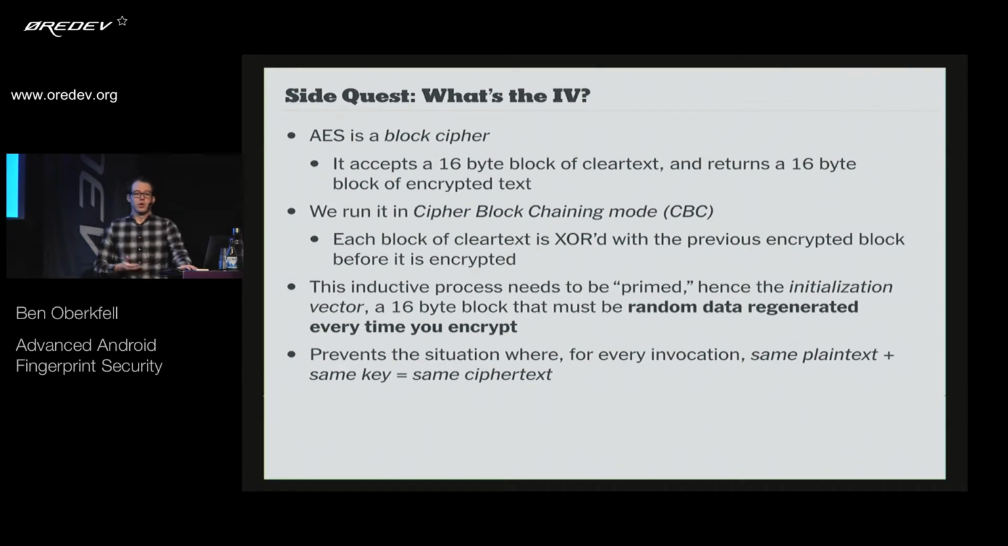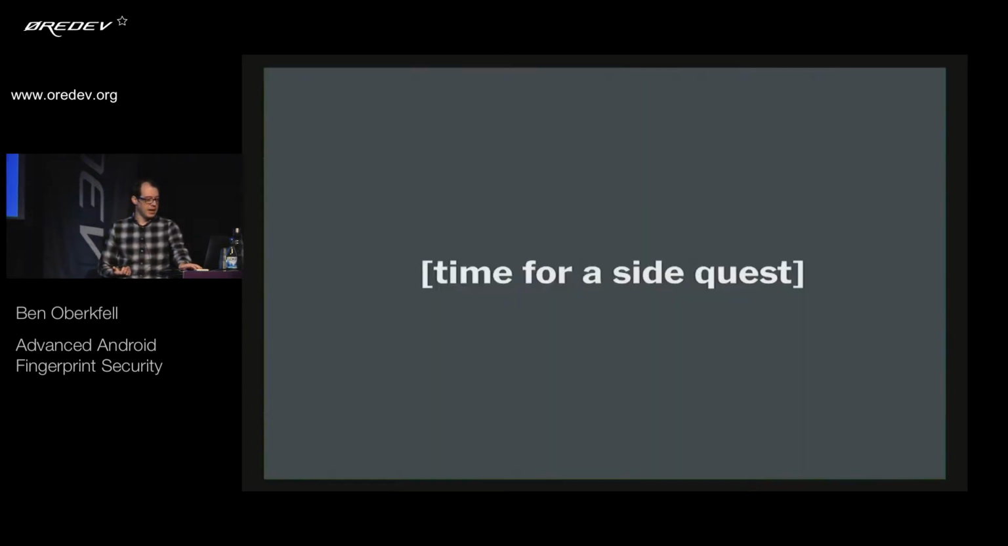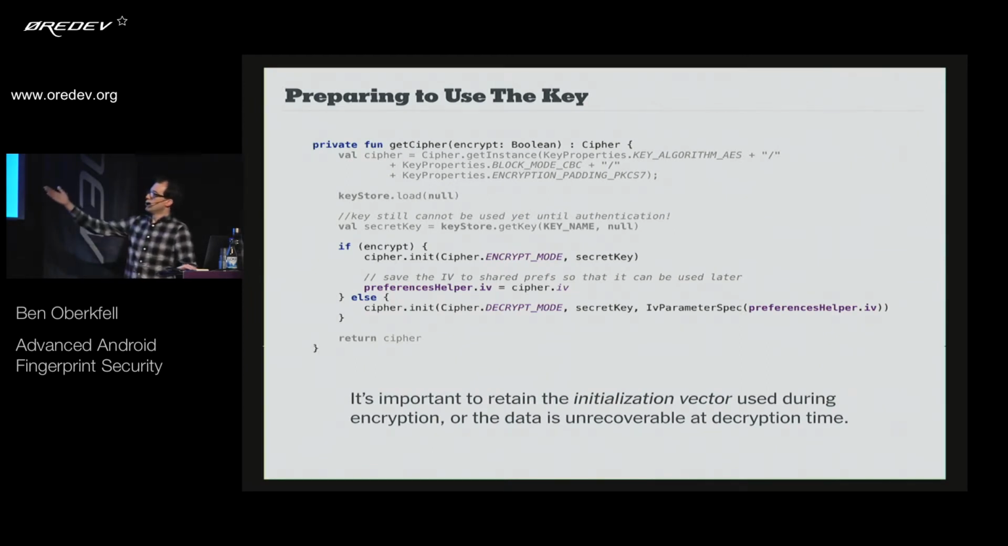So we go ahead and grab the IV from the cipher that Android generates randomly for us, and then we save that in a shared pref. And then when we go to decrypt, we go ahead and pull that back out and use that in initializing the cipher for decryption.